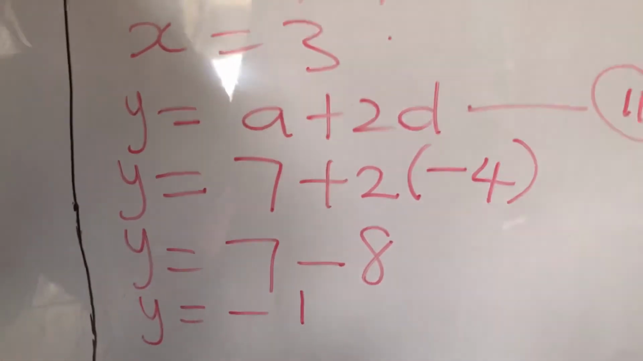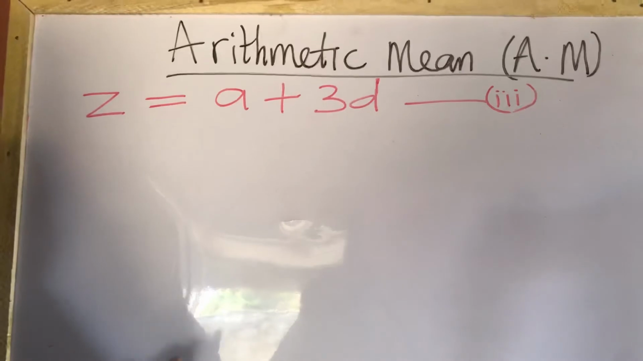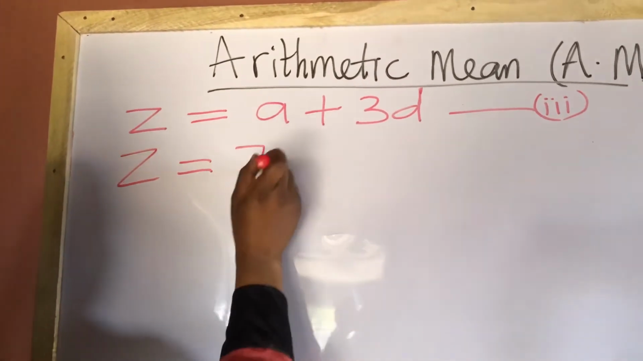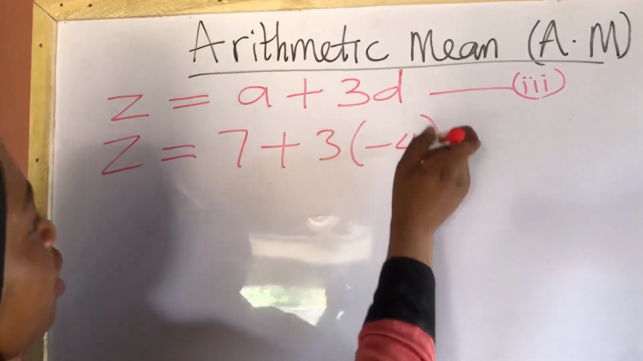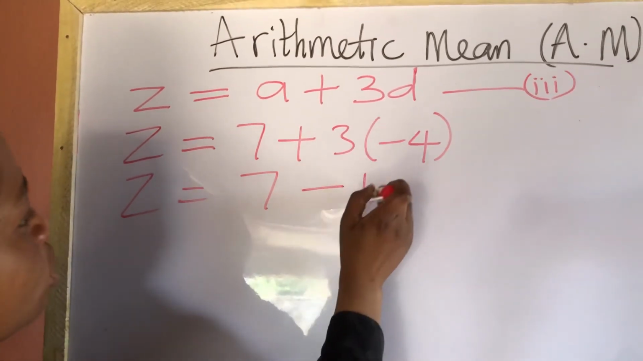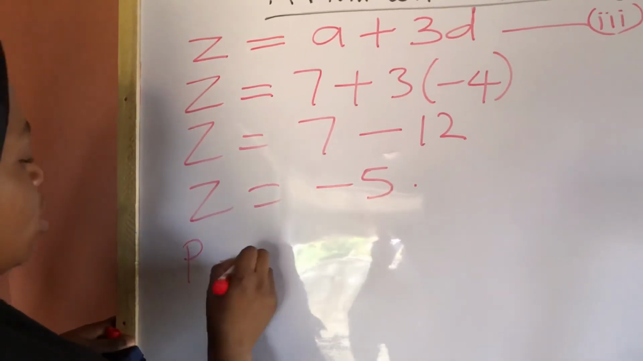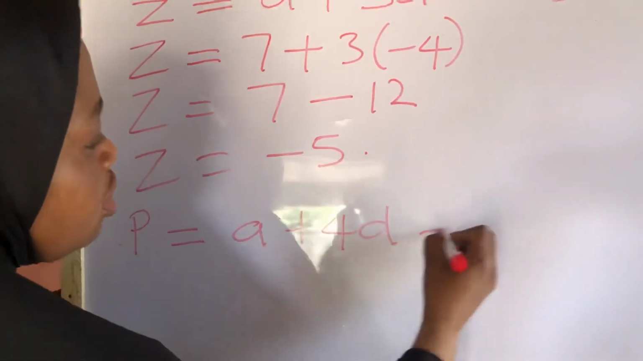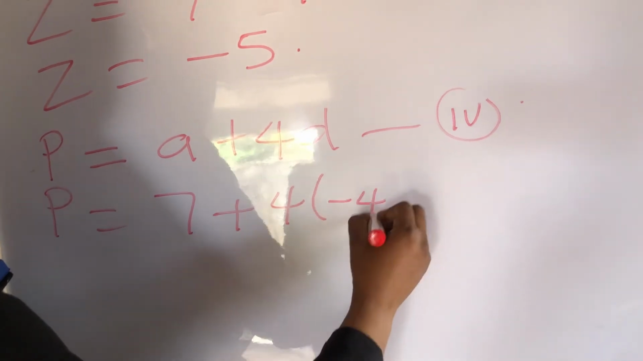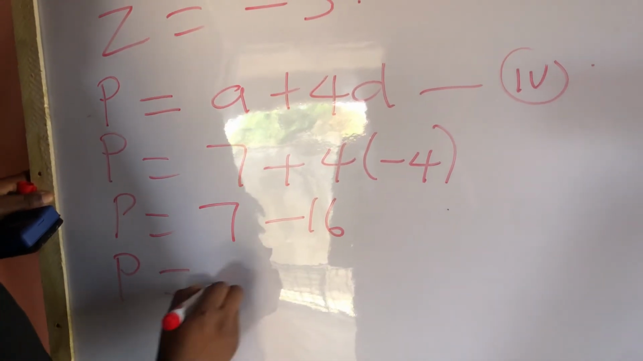So from equation 3, z is equal to a plus 3d. Now, a is equal to 7, plus 3 multiplied by minus 4. That is the value of d. So z is equal to 7 plus 3 multiplied by minus 4, which is minus 12. So z is equal to minus 5. So we have known the value of z also. So p is equal to a plus 4d, equation 4. So p is equal to 7 plus 4 multiplied by minus 4. So p is equal to 7 minus 16. p is equal to minus 9.